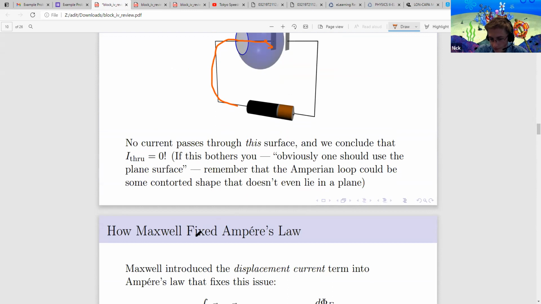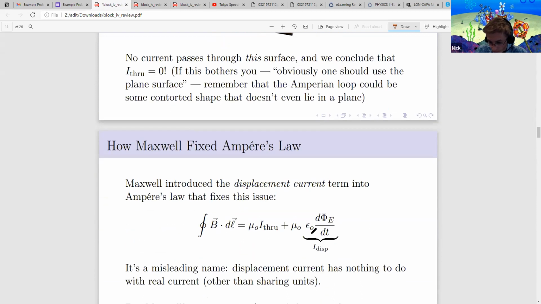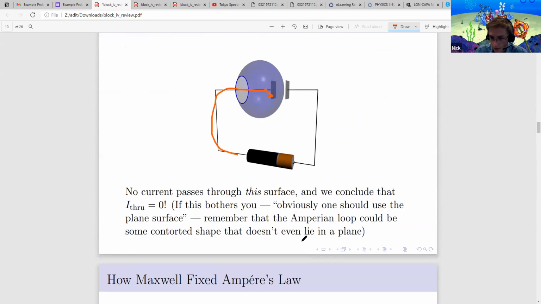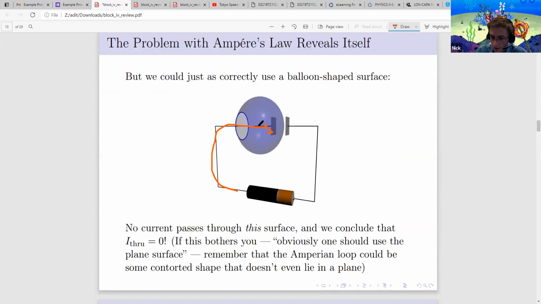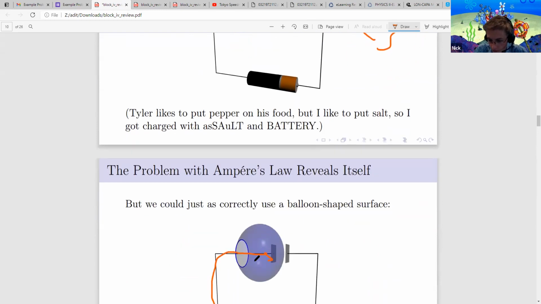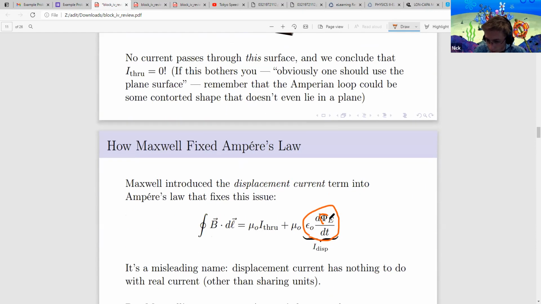And the way Maxwell fixed Ampere's law was by introducing a displacement current term. And that fixes the issue, because in one case, here with the balloon shaped surface, we have a current going through the loop, but we don't have a current piercing the surface, but we do have an electric field. So we do have something right here.